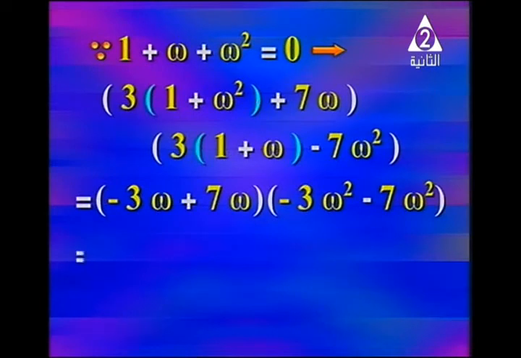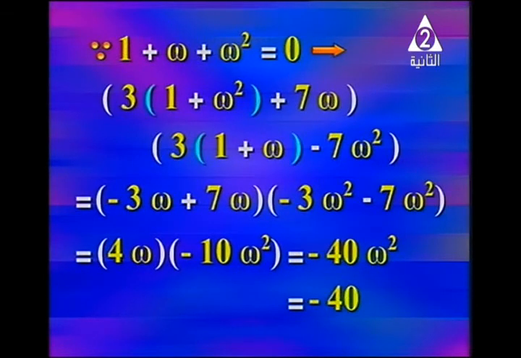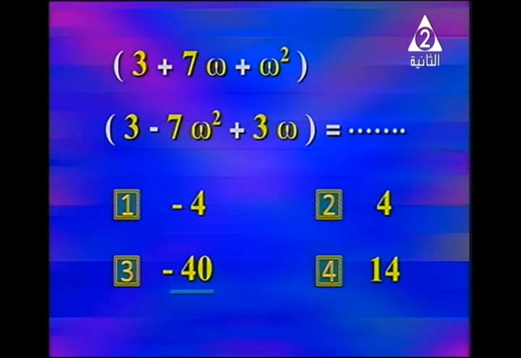Look at the first, it equals 4ω, the second equals -10ω². When we multiply ω times ω², it equals ω³ which equals 1, so the result equals -40. Answer is -40.